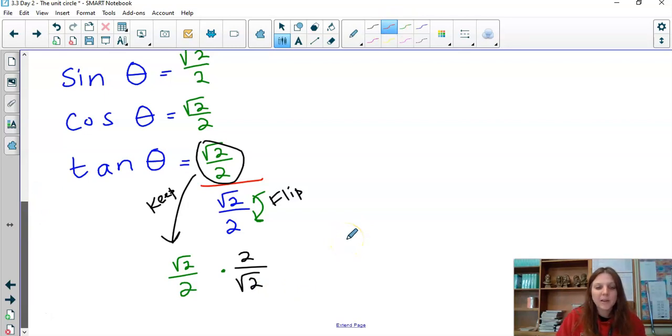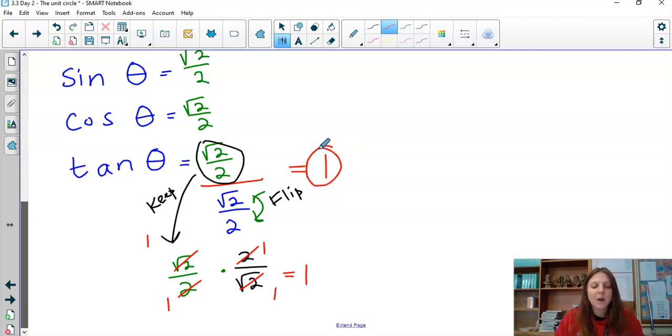There are some things that will divide out. When you are multiplying fractions, you would multiply the square root of 2 times 2 and then 2 times the square root of 2. But you should notice that these 2's will actually divide out. And these square root of 2's will actually divide out. And so what you're left with is the entire thing is just equal to 1. So this tangent of theta is just equal to 1.